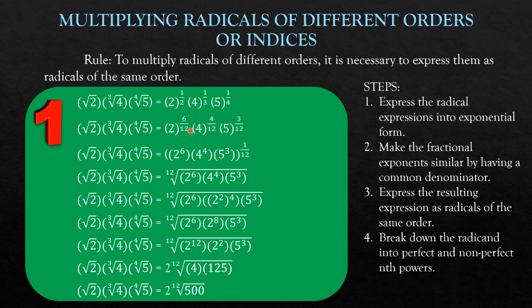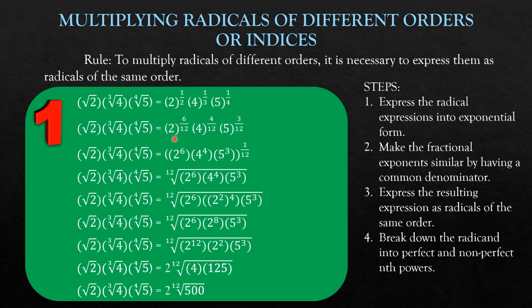Okay? So, saan po nanggaling si 6? 12 divided by 2 is 6. 6 times 1 is 6. Kaya 6 over 12. Then, si 1/3 naman, okay, 12 divided by 3 is 4. 4 times the numerator 1 is equal to 4. Kaya meron tayong 4 over 12. And then, 12 divided by 4 is 3 times 1 is 3. Kaya meron tayo ditong 3 over 12.